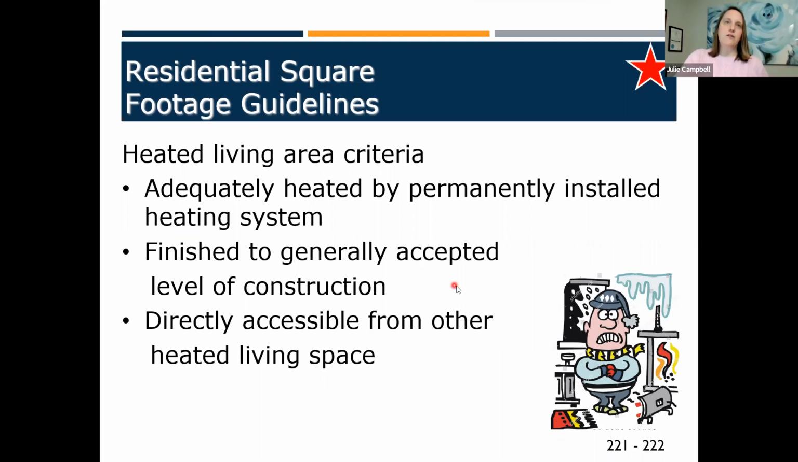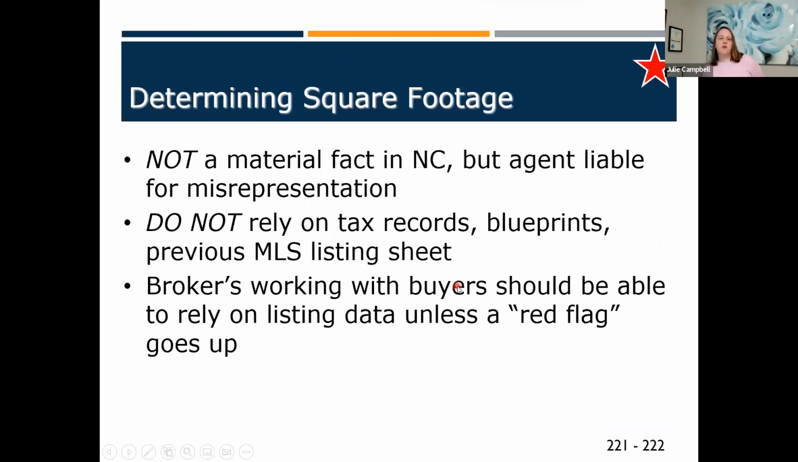When it comes to square footage, it is not a material fact in North Carolina. It's not a material fact. The commission does not require us to disclose the total square footage. However, if we do, we are responsible for it.